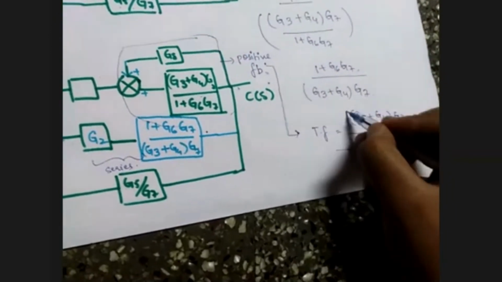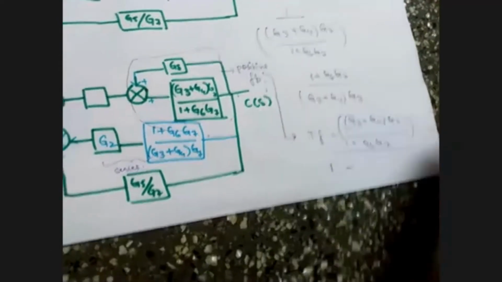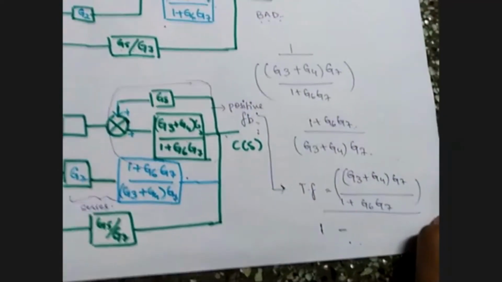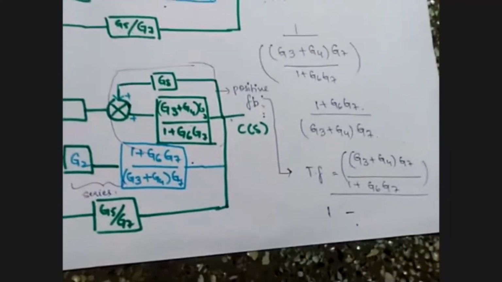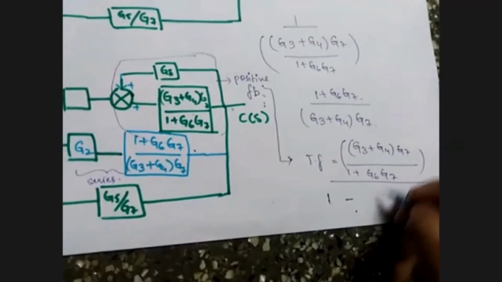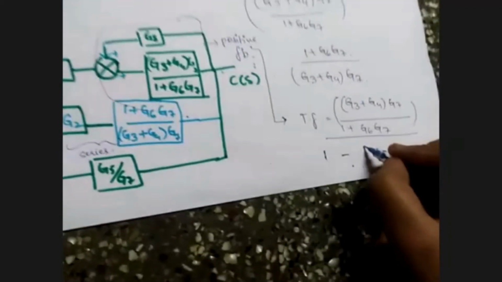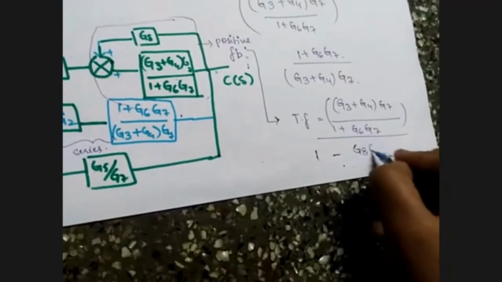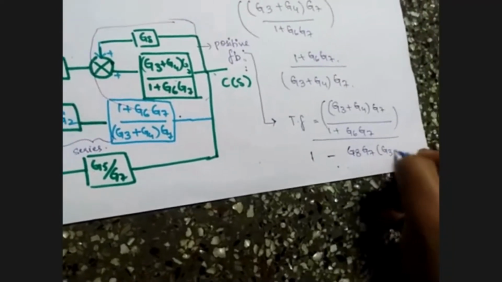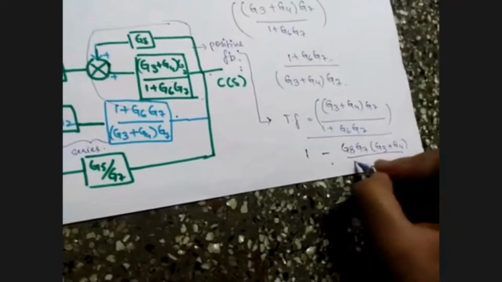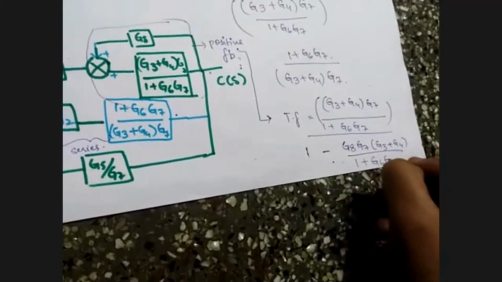whole divided by 1 minus. Because it is a positive feedback, you have to subtract in the denominator. If it is a negative feedback, you have to add in the denominator. So it is positive, so I am subtracting the feedback gain. What is the feedback gain? It is G8. So I am just multiplying it. G8, G7 into (G3 plus G4), 1 by G6, G7.